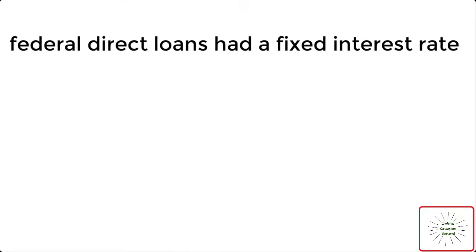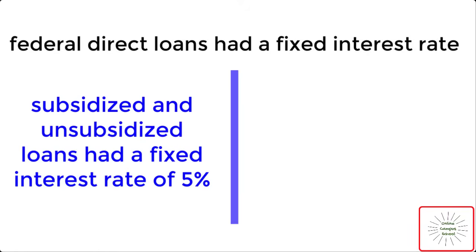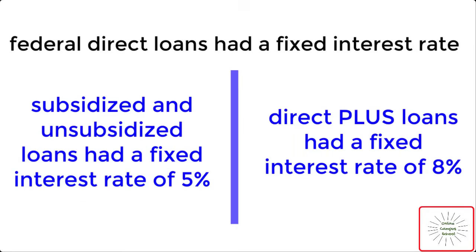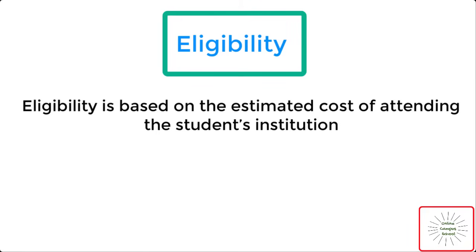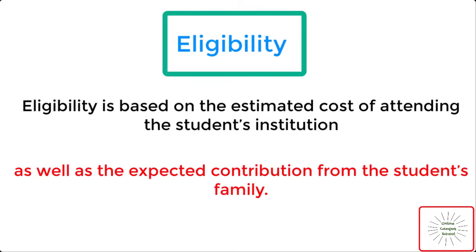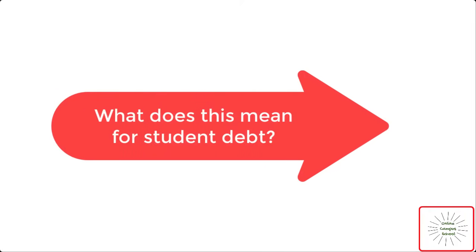According to the Department of Education, for the most recent date of first disbursement, federal direct subsidized and unsubsidized loans had a fixed interest rate of 5% and direct PLUS loans had a fixed interest rate of 8%. Students seeking a federal loan must complete the Free Application for Federal Student Aid (FAFSA) to determine their eligibility. Eligibility is based on the estimated cost of attending the student's institution as well as the expected contribution from the student's family. So the next point is, what does this mean for student debt?